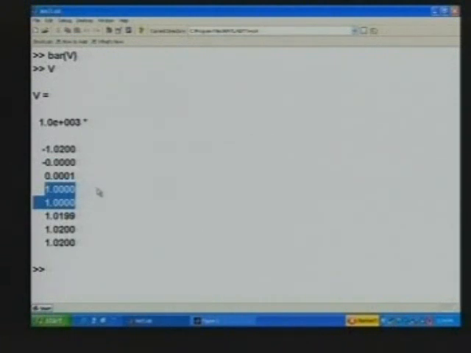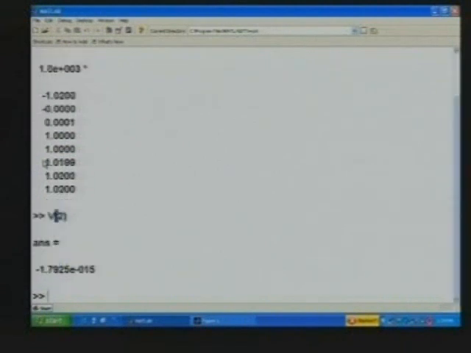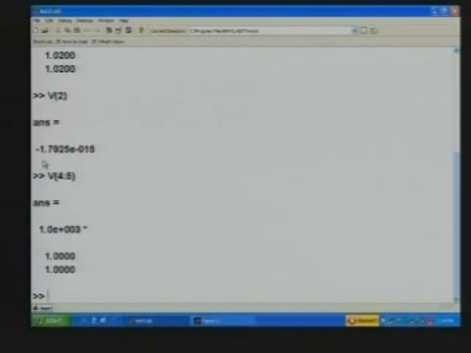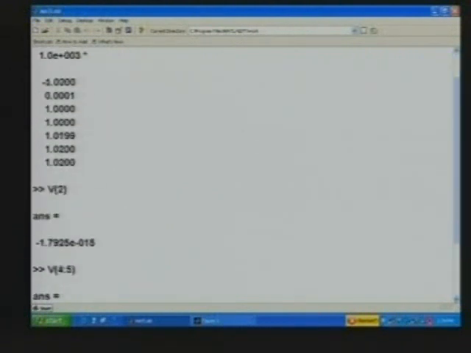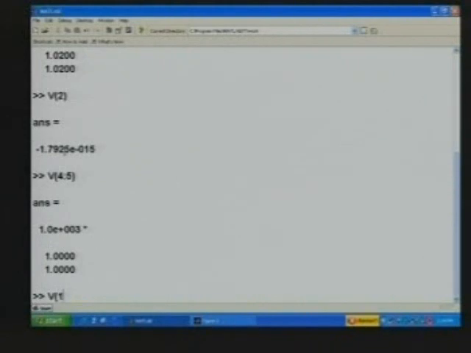This is a double eigenvalue. There is a small non-zero eigenvalue, that is V2. You can see V2, a small but non-zero eigenvalue. Then you can see V4 and V5, they are the same, that is 1000 and 1000. Then there is a dominant eigenvalue of opposite sign, as you can see here, that is minus 1.02. This is the dominant eigenvalue, that is V1.